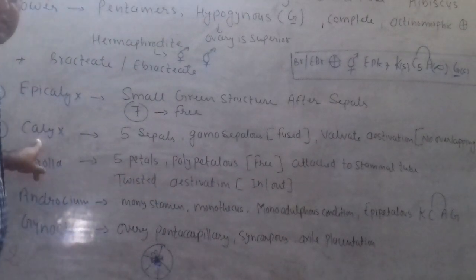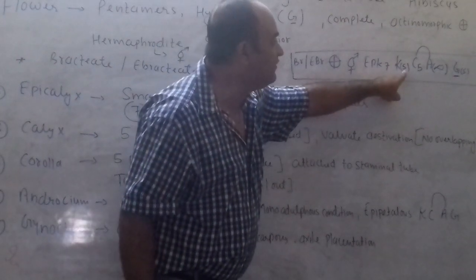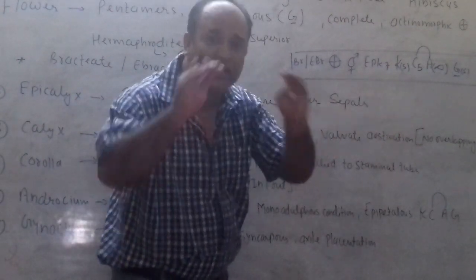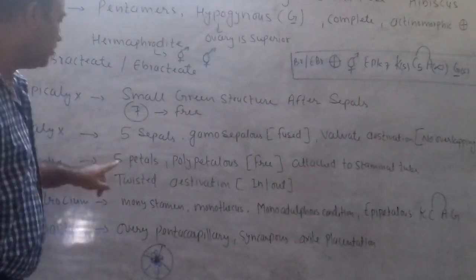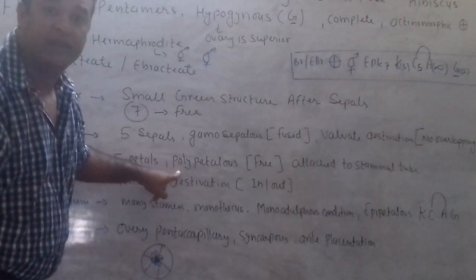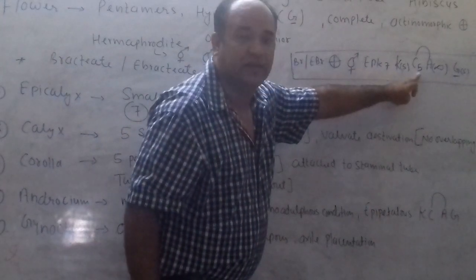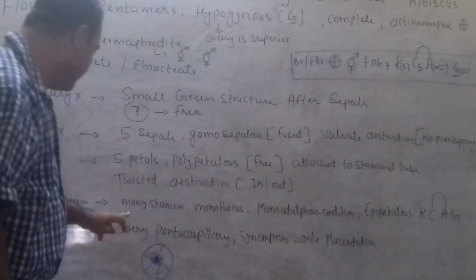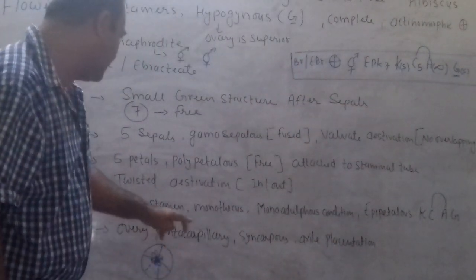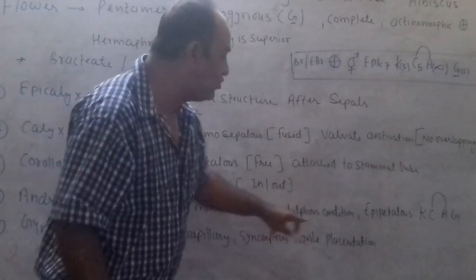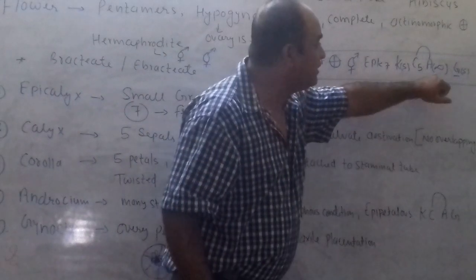Now the next is calyx. We wrote calyx are 5 and they are gamosepalous. What is the meaning of gamosepalous? That means they are fused. Corolla, they are 5 and they are free. Petals are 5 and polypetalous. What is the meaning of polypetalous? That means they are not fused, free. So I did not put a bracket. Androecium, I wrote many stamens. Many stamens means infinite. And in the monoadelphous condition, stamens are fused. So I put a bracket.